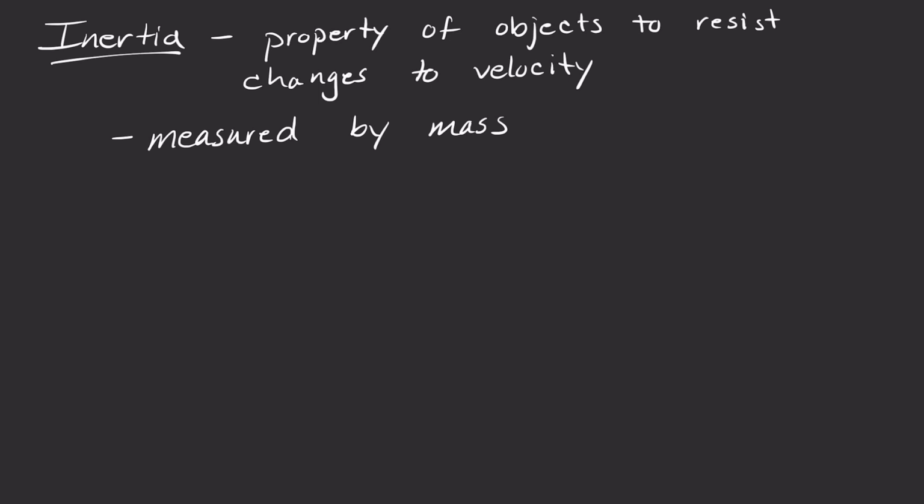This just means the more mass, the more inertia. So the more massive an object is, the more it wants to keep going at its velocity in whatever direction it's moving. And if it's more massive, we're going to have to apply more force to get it to accelerate. So if we want to change its velocity, so change its direction or speed it up or slow it down, we're going to have to apply more force because it has more inertia or more resistance to this change. Okay?